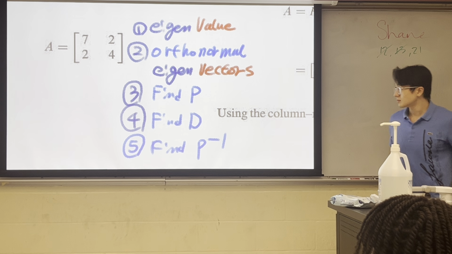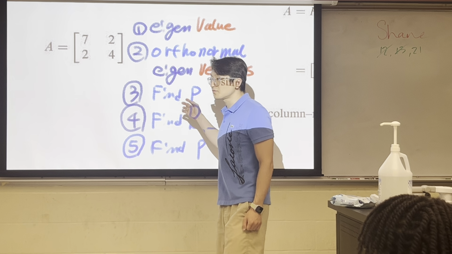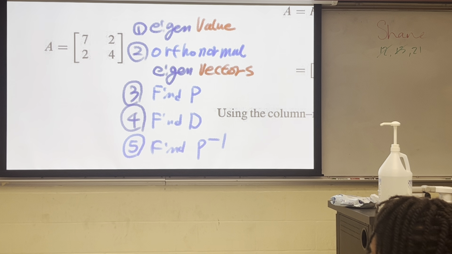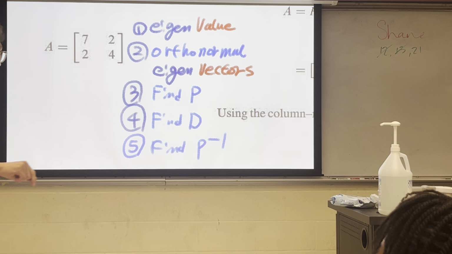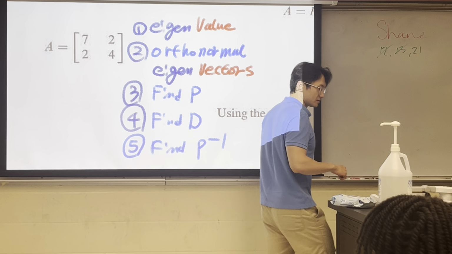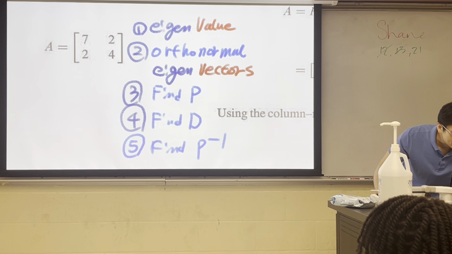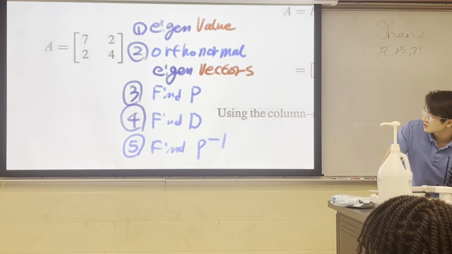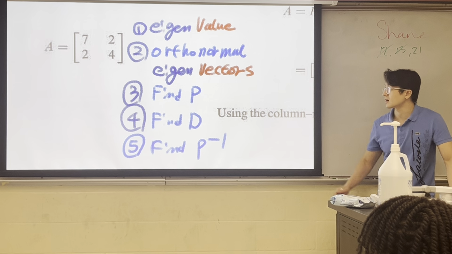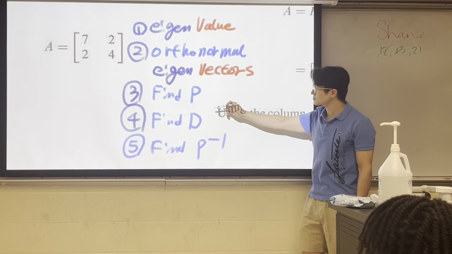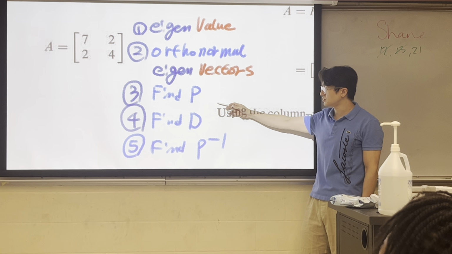Did you guys figure it out? Once you find the eigenvectors, you will normalize them. Don't forget to normalize. I decided not to give you 3 by 3, so it'll be 2 by 2, and you have to find everything: eigenvalue, eigenvectors, and orthonormal eigenvectors, and then find P and D.